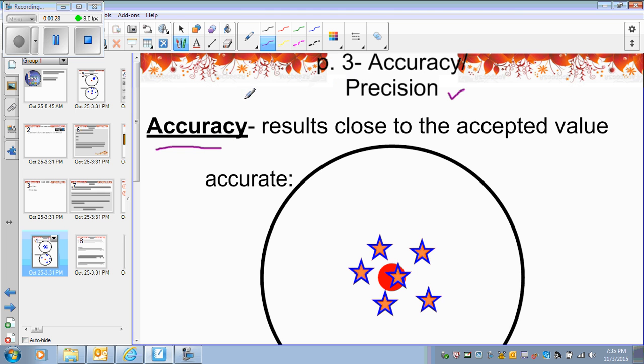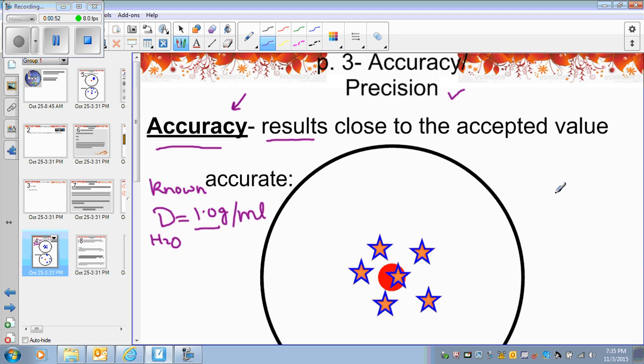precise? Well, accuracy means that the results or the data that we collect is close to the accepted value. Now, what do you mean by the accepted value? Well, the density of the water is 1.0 grams per milliliter. That is the accepted value, like the known. We already know this. So we call it known value. So this is the density of the water.